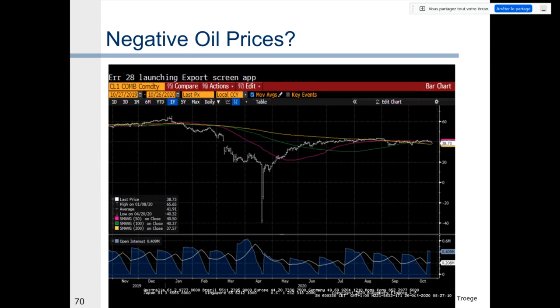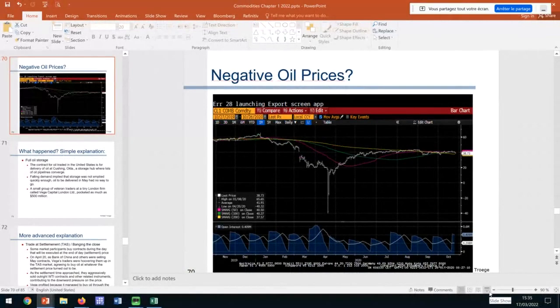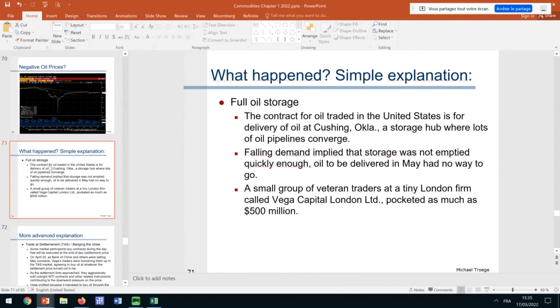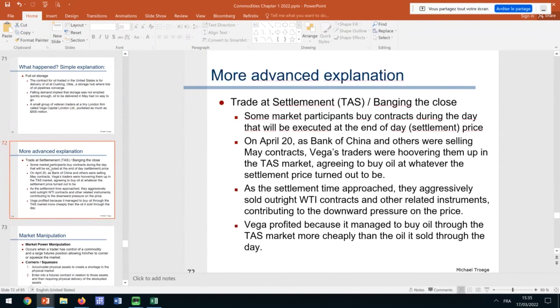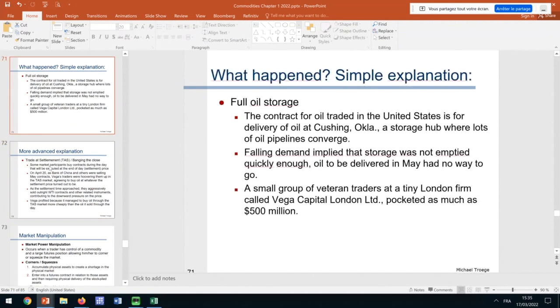That's an example of how the commodity market can make things worse and actually increase the volatility of prices. Normally, you would not expect oil prices to go negative, but in commodity markets all kinds of things can happen. So that's the simple explanation. The more advanced explanation... I think we don't have time. Let's stick with the simple explanation. I think that's enough for today.